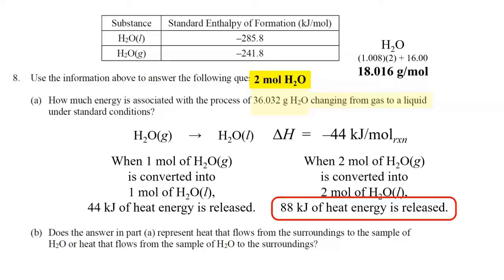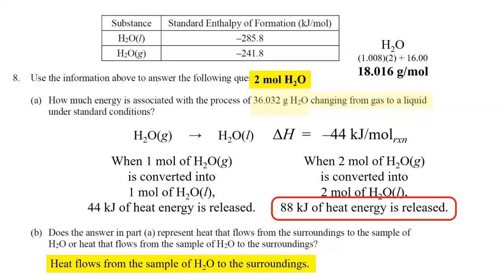From the surroundings to the sample of water would be endothermic, and from the sample of water to the surroundings would be exothermic. So this is an exothermic process. Delta H is negative. Heat is released. So the answer is that heat flows from the sample of water to the surroundings. It's an exothermic process. Energy is released.